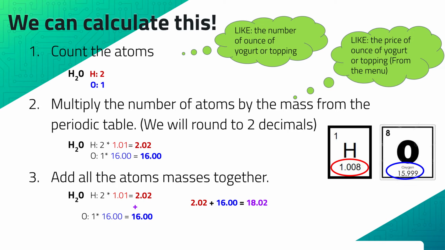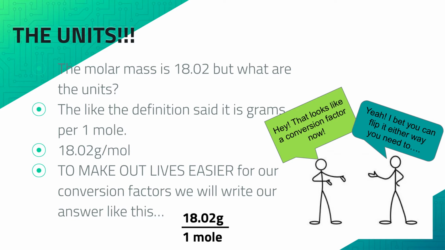So we have 2.02 plus 16.00, so 2.02 plus 16.00 equals 18.02. Now the units for molar mass. This is very, very important. Molar mass is 18.02 for water, but what are the units? Like the definition says, it's grams per 1 mole. So when you are writing this, it is grams per 1 mole.